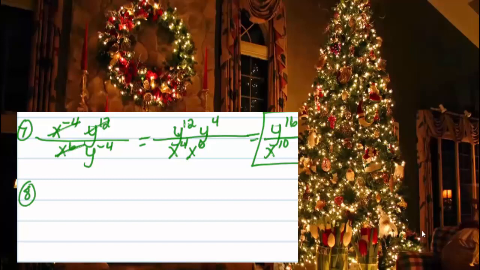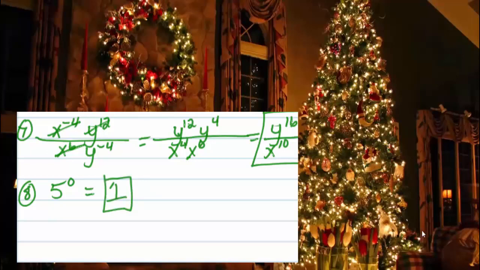Number 8. 5 to the 0th power. Well, we talked about in class this being one of our rules. Anything to the 0th power is always 1. So fortunately, anytime you see something to the 0th power, that should be a simple solution. Its value is 1.